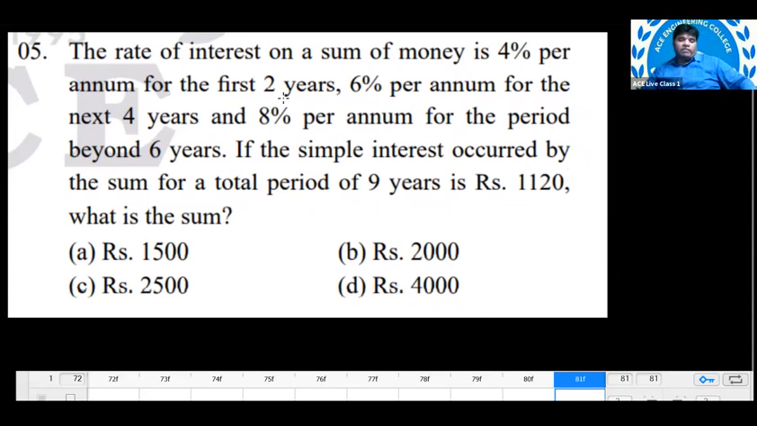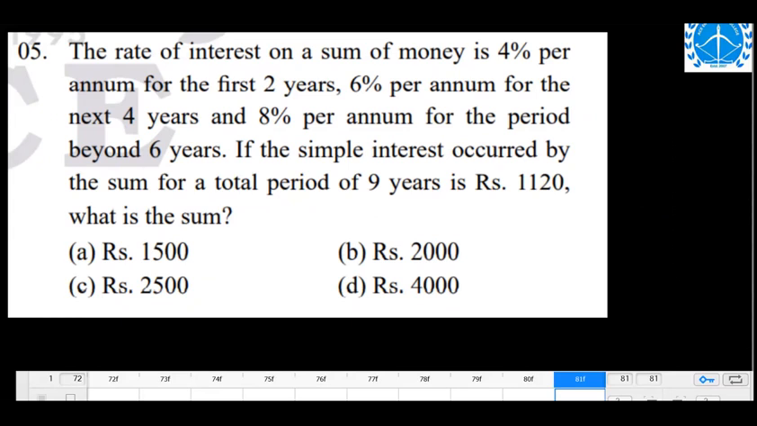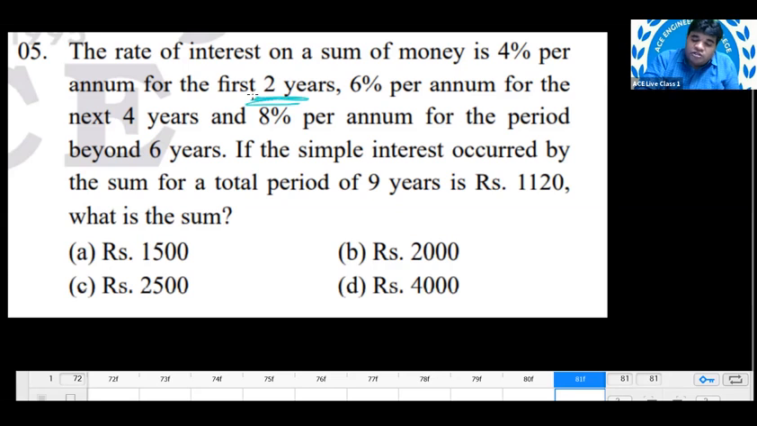Use the calculator, Pawan. Tell me the answer. I will explain. Girija, once come to the left. Read the question, Girija. The rate of interest on a sum of money is 4% per annum for the first 2 years.